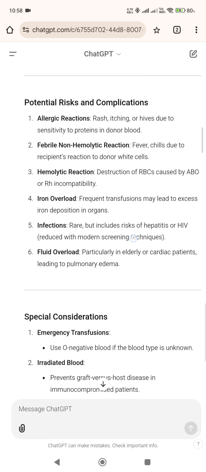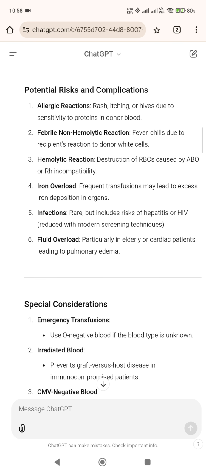Potential risks and complications. 1. Allergic reactions: rash, itching, or hives due to sensitivity to proteins in donor blood. 2. Febrile non-hemolytic reaction: fever, chills due to recipient's reaction to donor white cells. 3. Hemolytic reaction: destruction of RBCs caused by ABO or RH incompatibility.